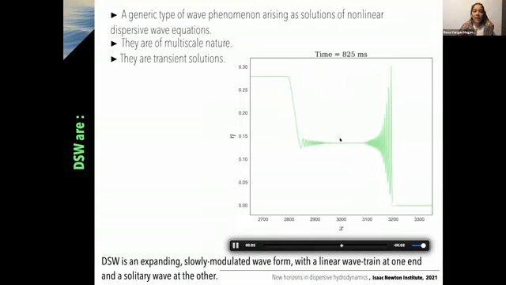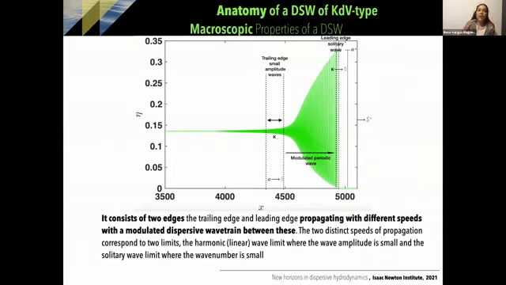So we can see a dispersive shock wave is an expanding, slowly modulated waveform with a linear wave train at one end and a solitary wave at the other. This structure cannot be appreciated here because the wave hasn't evolved enough. But this is the anatomy of a dispersive shock wave once it evolves enough. It consists of two edges, the trailing edge and the leading edge, propagating with different speeds, with a modulated dispersive wave train between these.